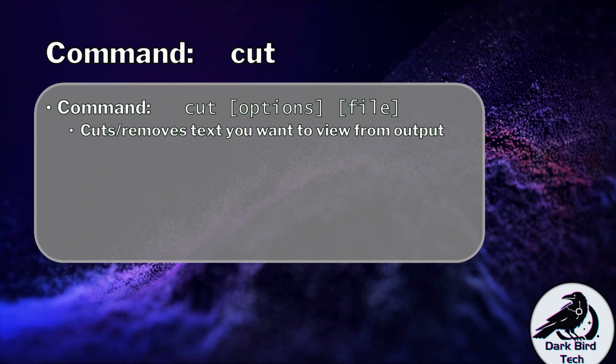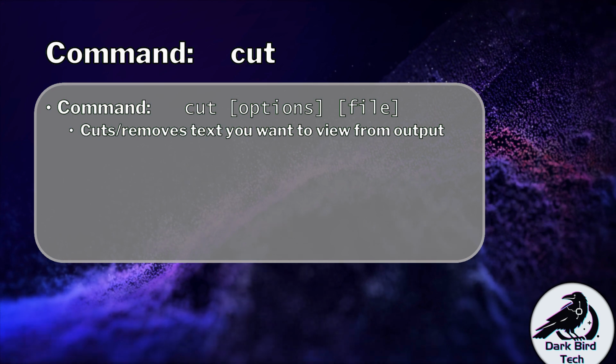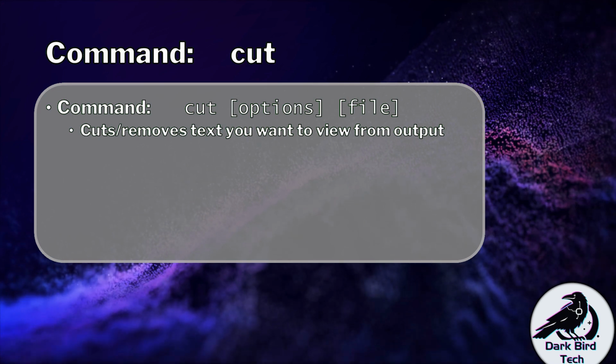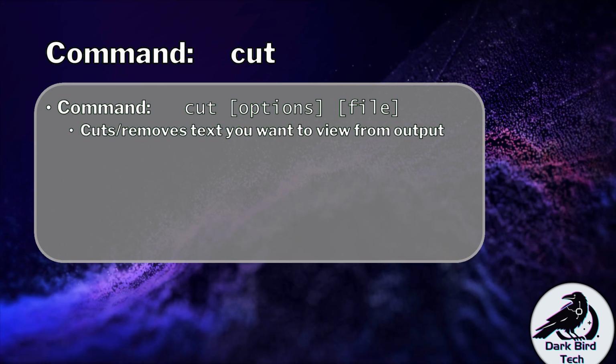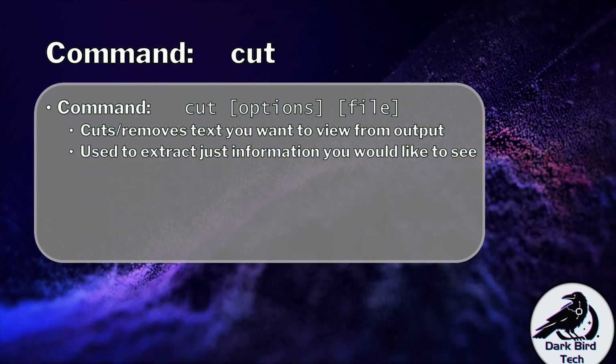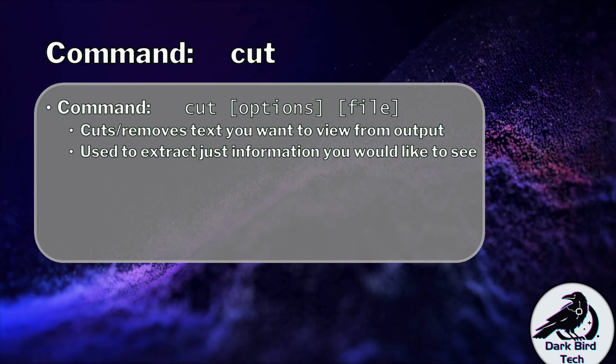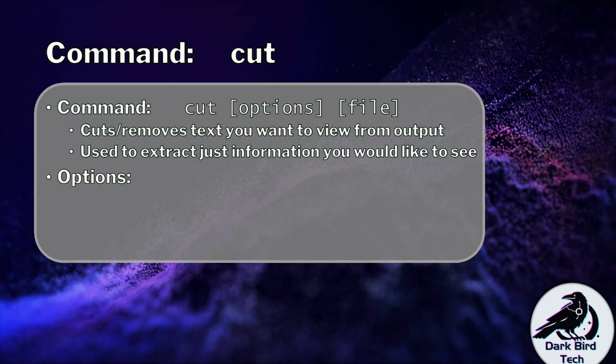Now cut's job is to remove some text, or cut it out, that you would like to view from some output without showing you any of the other data. It'll make a bit more sense when I show it to you. But it's very useful to extract information that you would like to see and ignore stuff you don't want to see.